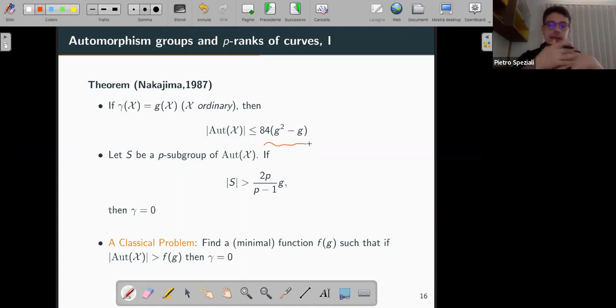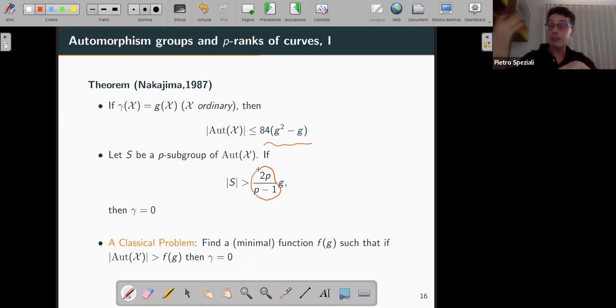And then if you have a p-subgroup which is bigger than 2p times p over p minus 2 times the genus, then you have p-rank 0. There is actually a lot of research on curves with big p-subgroups, where you can lower this constant and see what you can do. Generally speaking, you either have an ordinary curve with many automorphisms or a curve with p-rank 0. And there is a classical problem which arises: all the curves I know with too many automorphisms have p-rank 0.